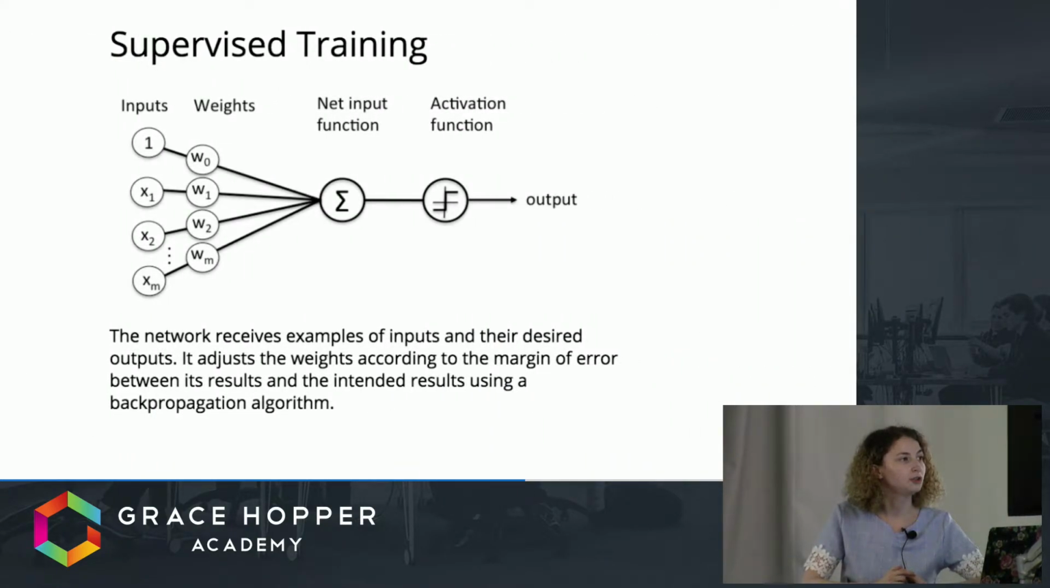In supervised training, you have inputs and the outputs you would like from them. You have an example set, and you put them through first with randomized weights, and then you can adjust the weights until you get outputs that are closer to your intended results. This is usually done with a backpropagation algorithm, which is basically a way of calculating the margin of error and transmitting it back through the network so everyone knows how to adjust accordingly.